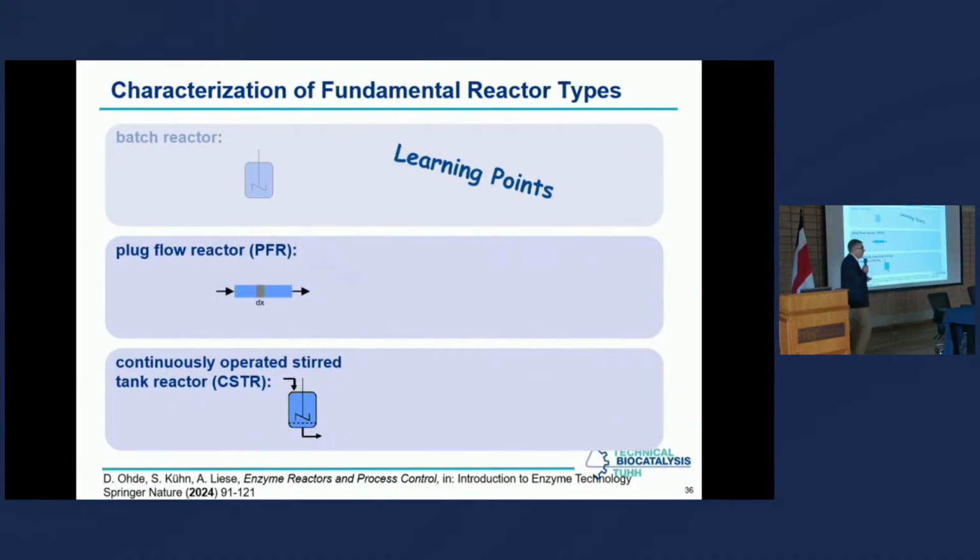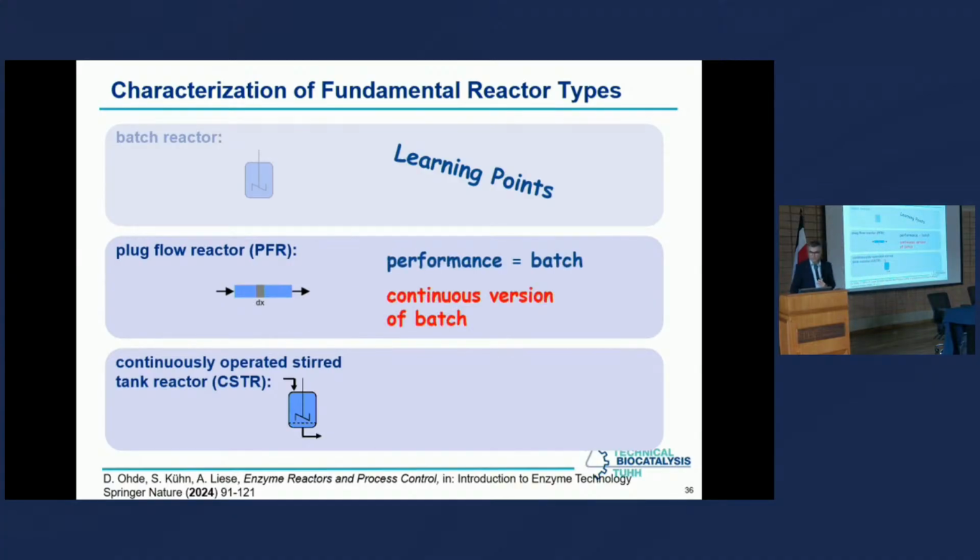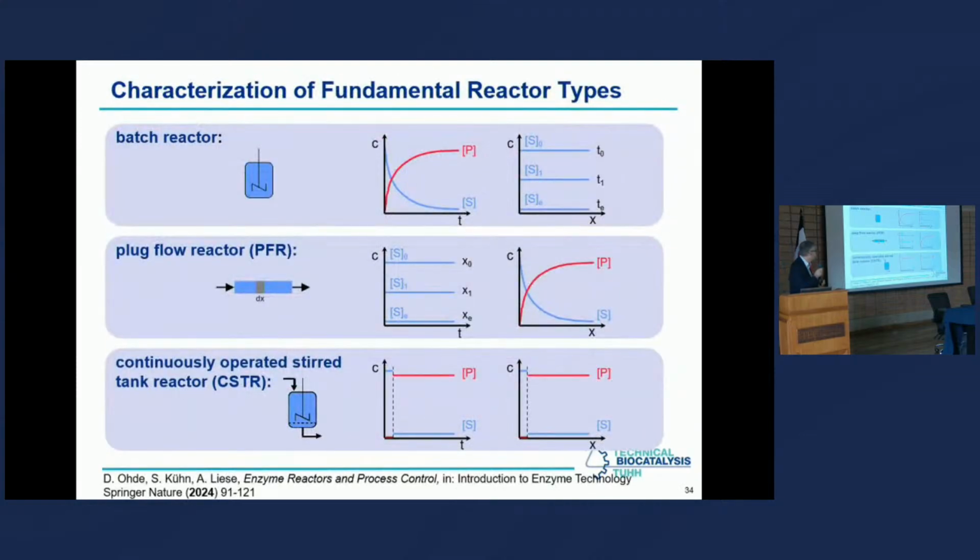So, what is the learning point? The plug flow reactor, that is the continuous version. Why is this? Coming back to this one, if you look at the profiles, just the time and space are exchanged between batch and plug flow reactors. The performance overall is identical. You always come from a high starting material concentration in the reactor to a high product concentration. This is decreasing gradually over time.